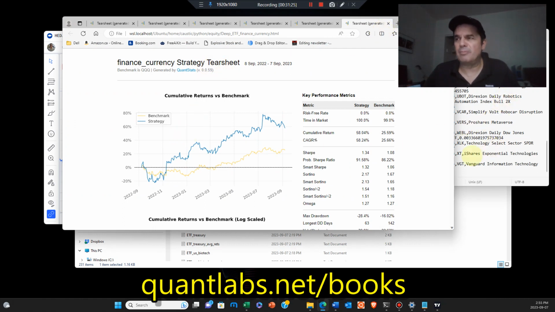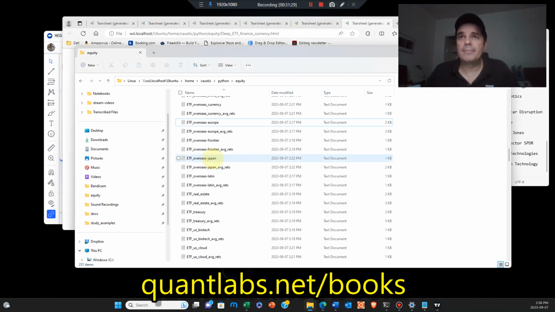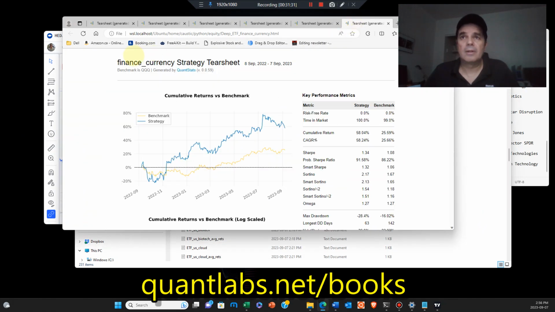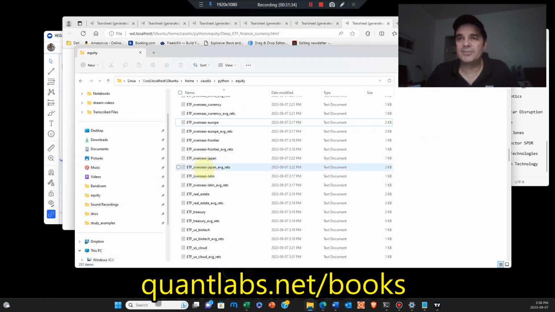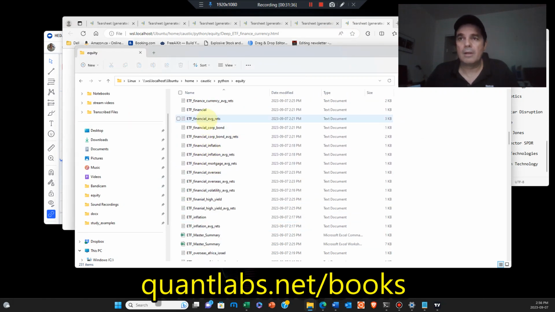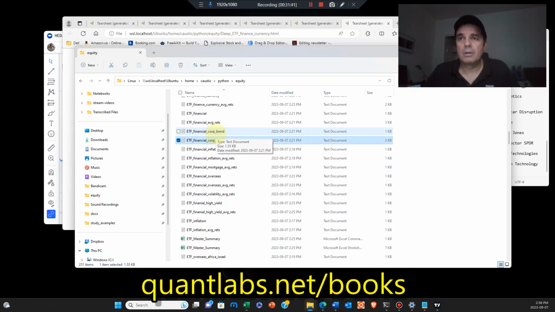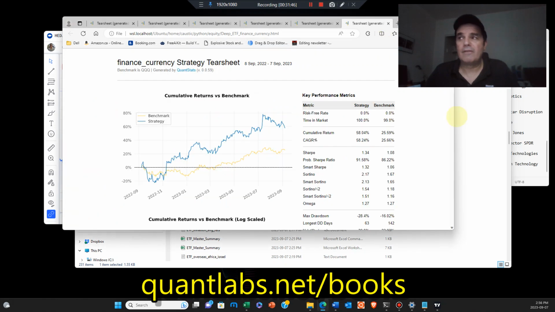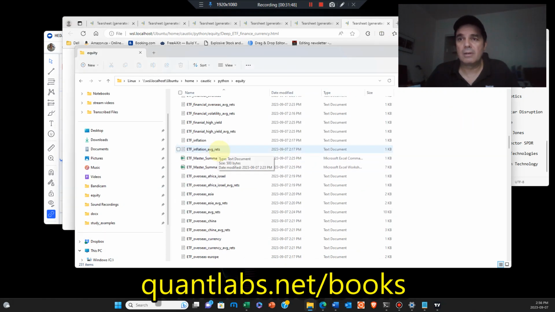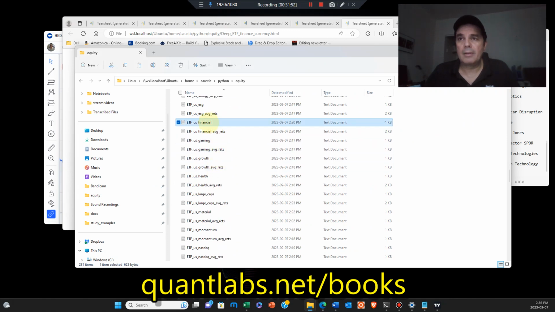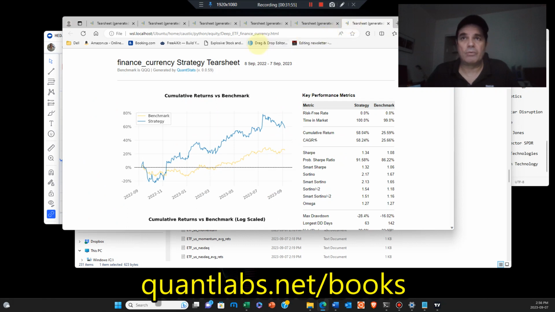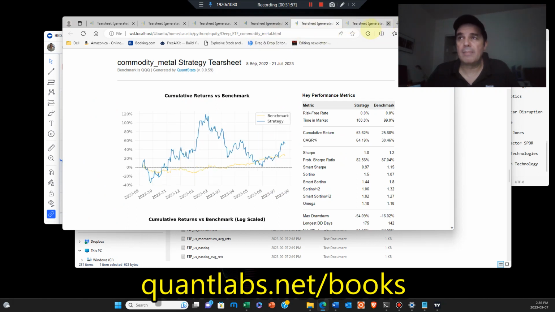Currency, financial currencies outperforming. All right. Is that US? Yeah, that's financial currency, not US. So, financial, looks like I don't have that generated. Finance currency. Yeah, I don't have that generated for whatever reason. So we'll move on from that.